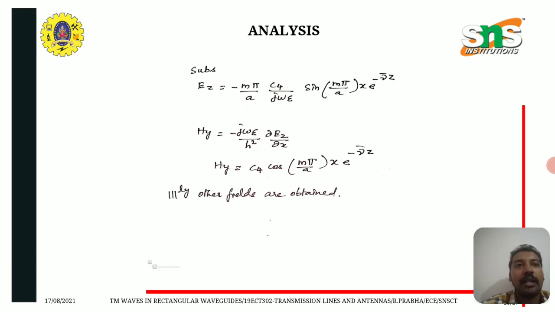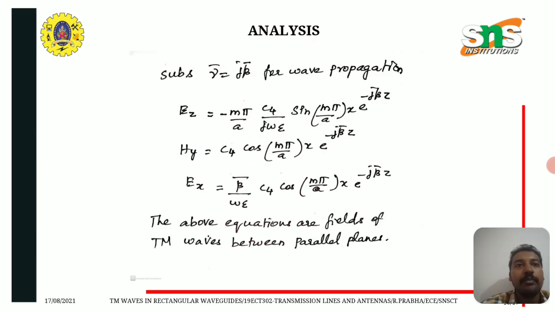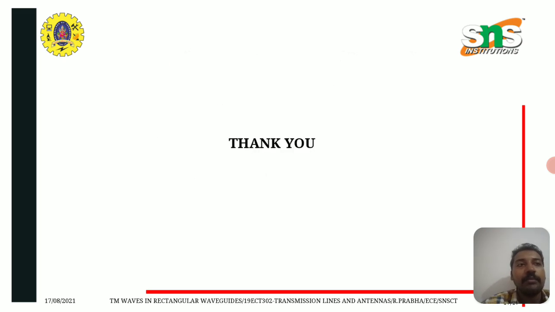Similarly, the other fields are obtained. So substituting gamma equal to j beta for wave propagation, we get Ez, Hy, Ex values as shown in this slide. The above equations are the fields of TM waves between parallel planes. Thank you.